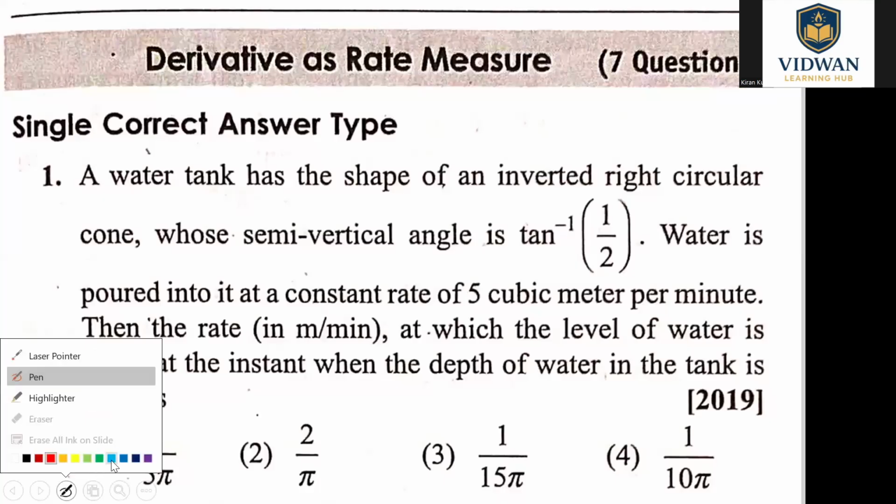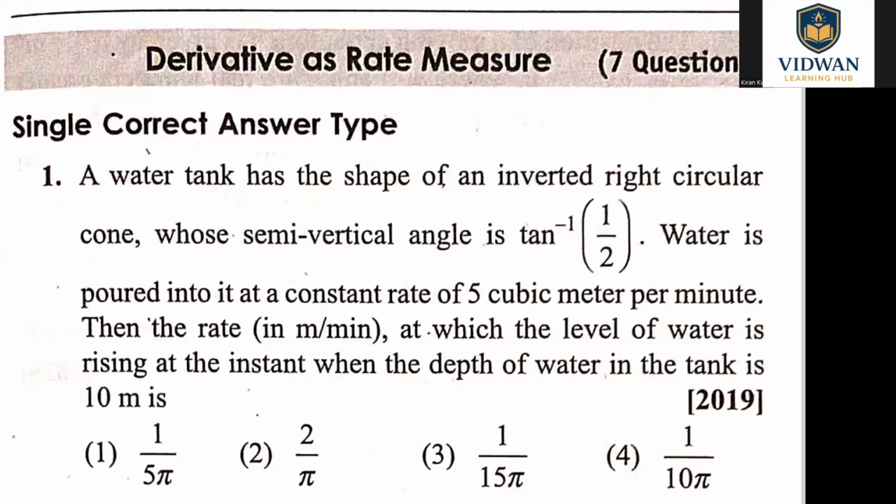So we have the first question. A water tank has the shape of an inverted right circular cone whose semi-vertical angle is given, and water is being poured into it at a constant rate of 5 cubic meter per minute. What is the rate in meter per minute at which the level of water in the tank is rising when the depth of the tank is 10 meters?